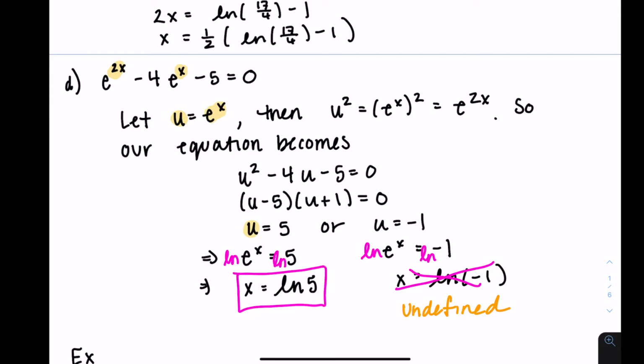Now you absolutely could check this. It's going to be a little bit difficult to actually do, but at least check to make sure something is not extraneous. So you can't just leave it in this form, okay?